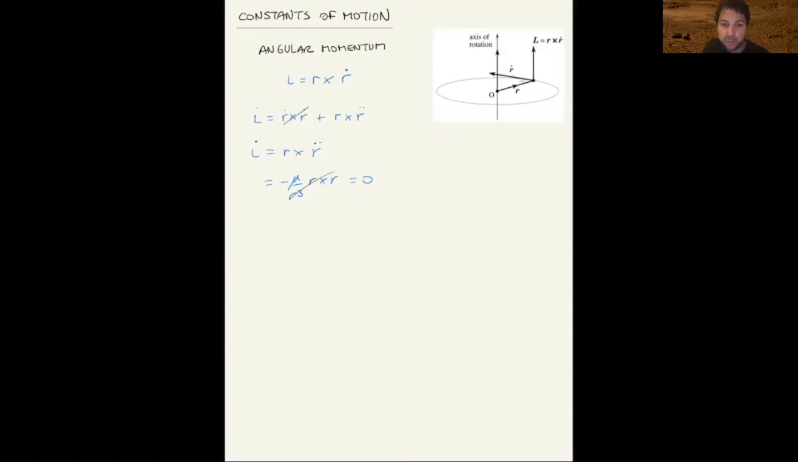Another conclusion that we can draw from that is that because the angular momentum vector is fixed and perpendicular to the position vector, then the motion is restricted to a plane perpendicular to the angular momentum.